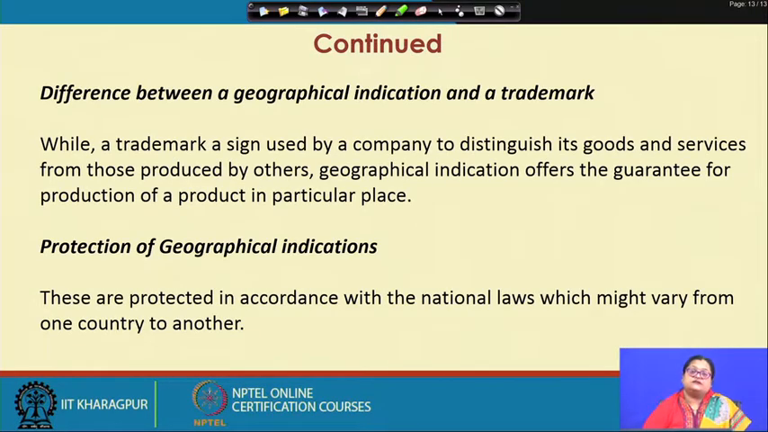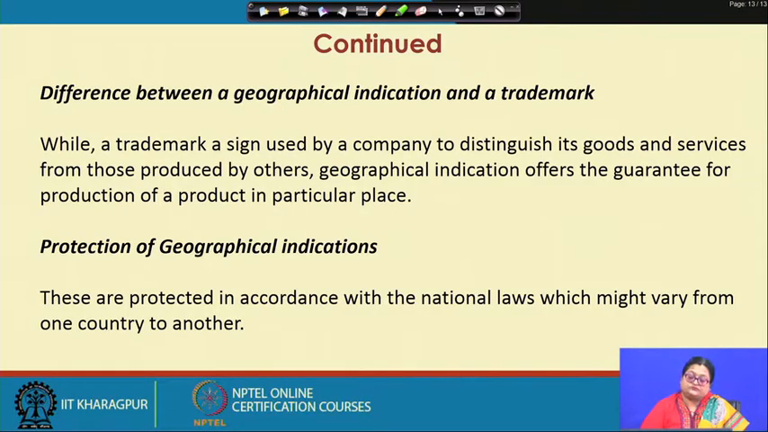Now, there is a subtle difference between a geographical indication and a trademark. While a trademark is a sign used by a company to distinguish its goods and services from those produced by others, a geographical indication offers the guarantee of the production of a product in a particular place.